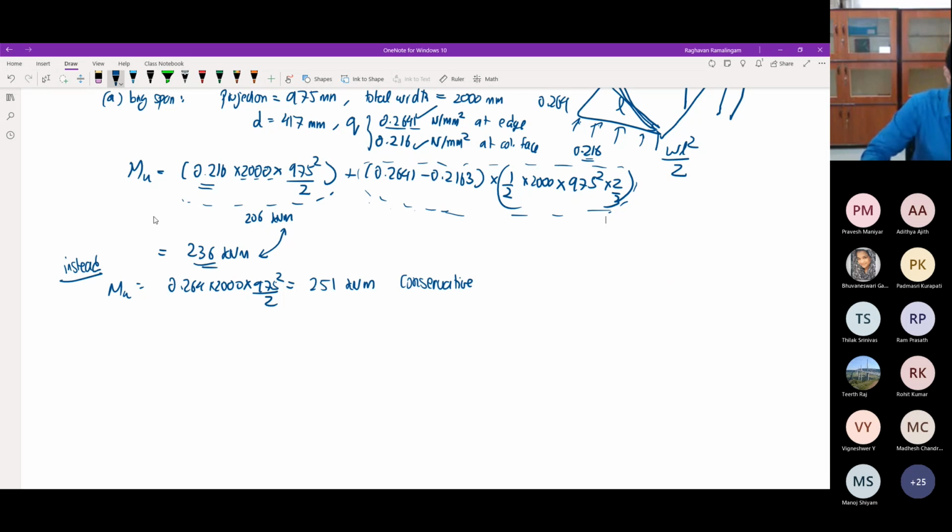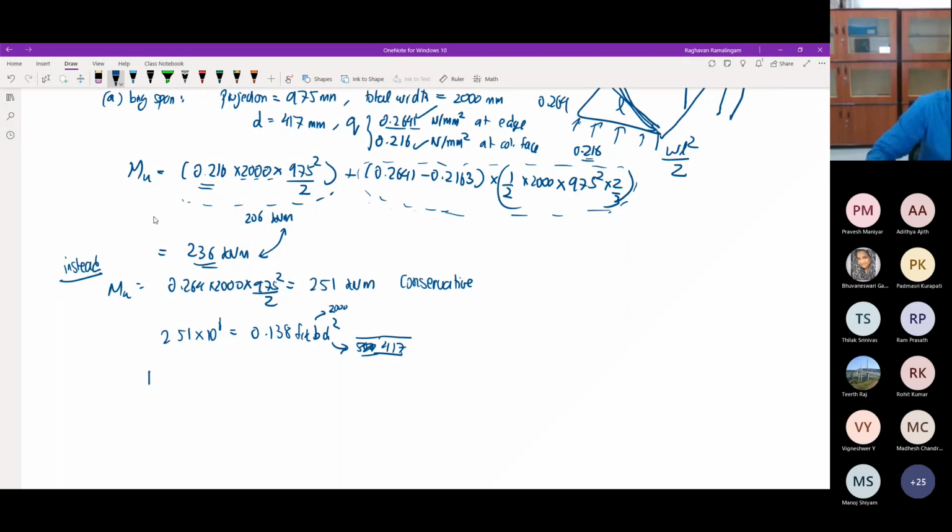Once the moment is found, the other procedures are the same. I am not going to go into too much detail. If you want, you can check the depth: 251 into 10 power 6 equals 0.138 FCK bd squared. You can check whether the depth you have given is sufficient or not. Not 500, it's 417, the effective depth. I'm not doing it because I've seen that it's enough. D you will choose as 2000.